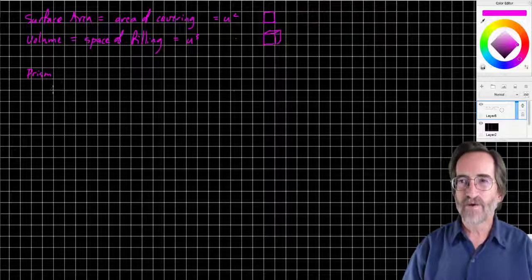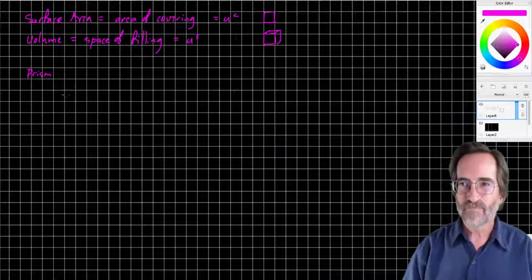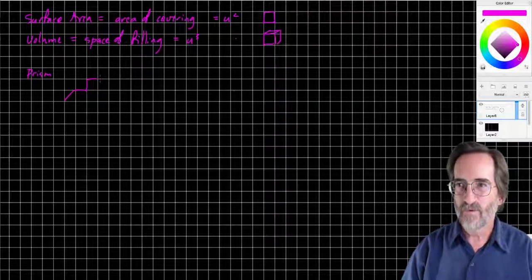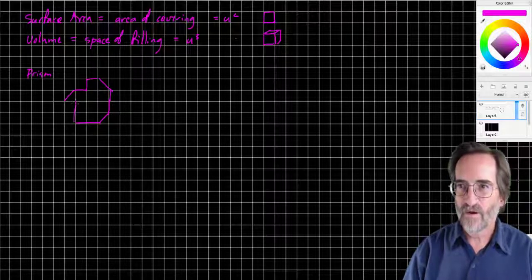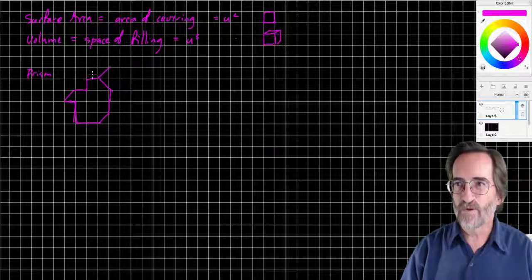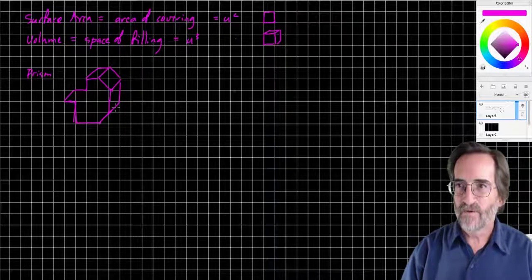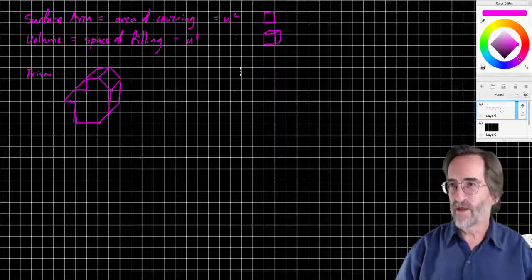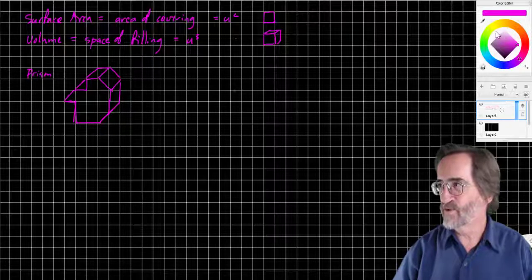A prism is defined as any shape. It can be literally any shape pulled through space. So let's say this is a shape, and we're going to pull it through space so it does this. Okay? And that then is a prism.